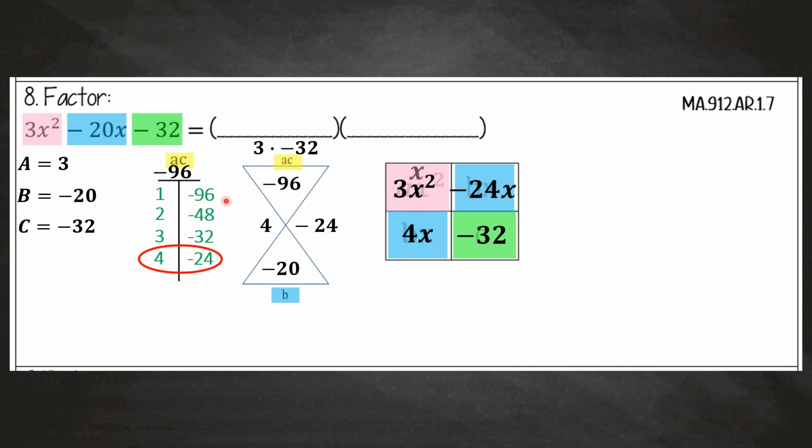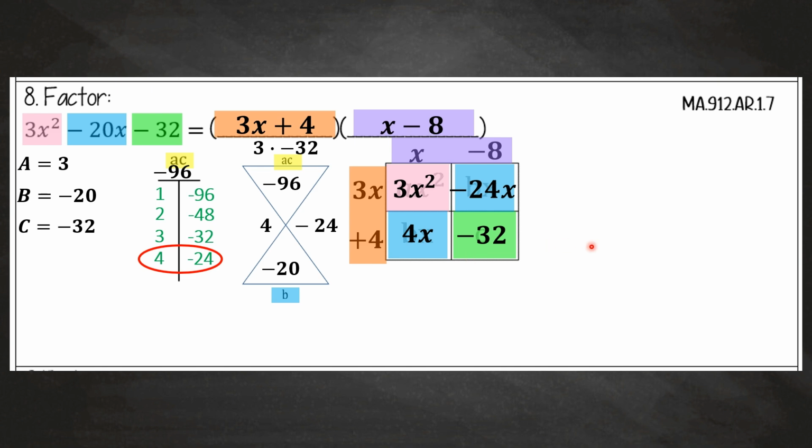Now I have to find my greatest common factor of the columns. So 3x squared and a positive 4x, I'm going to factor out an x. Then I have negative 24x and a negative 32, or I can look at this top row, 3x squared minus 24x, and I'm going to factor out a 3x. Well, 3x times negative 8 will give me the negative 24, and negative 8 times what number is going to give me negative 32? Well, that's a positive 4. So to write my factors, I'm going to do 3x plus 4 and x minus 8. And that is my factored form of 3x squared minus 20x minus 32.